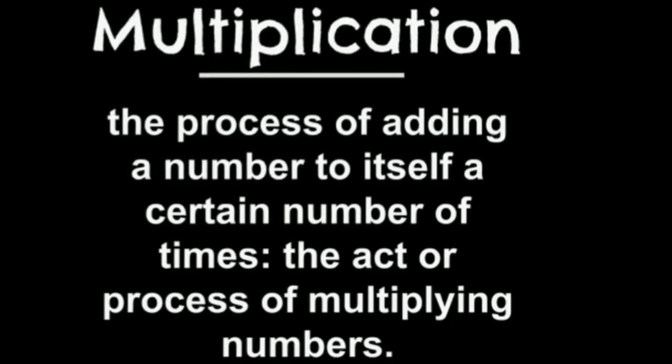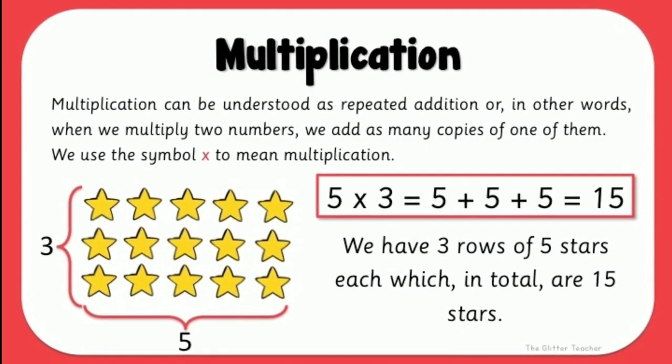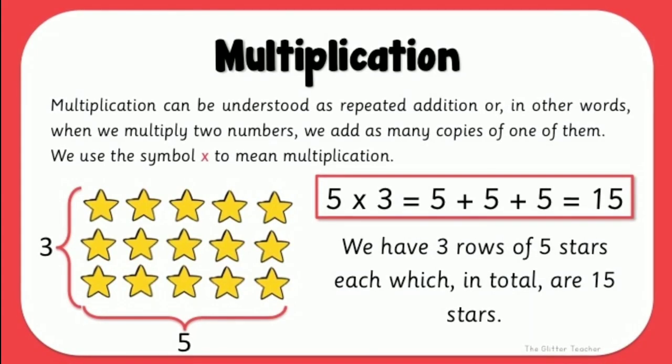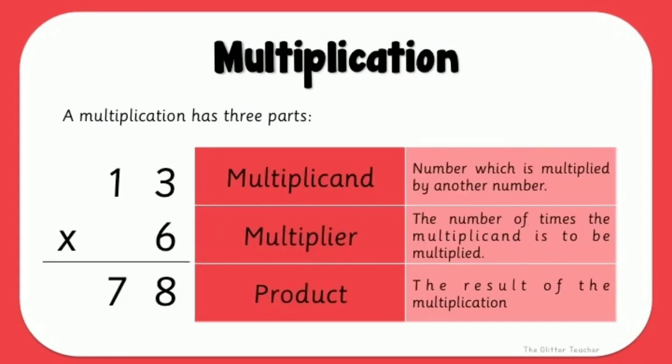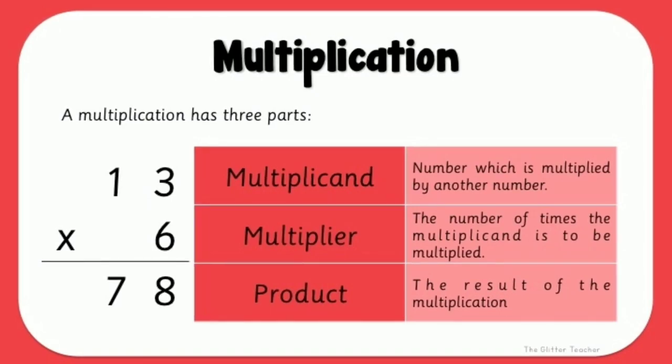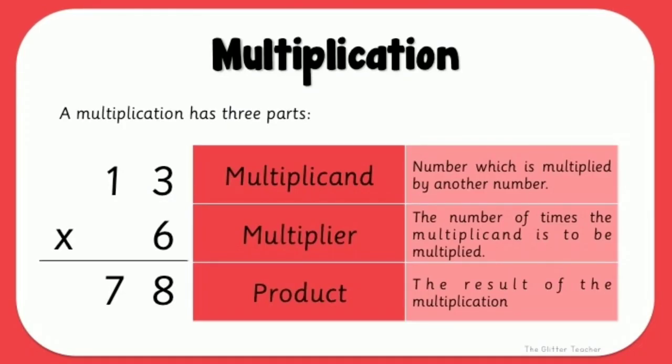This multiplication can also be understood as repeated additions, or in other words, we say that when we multiply two numbers, we add as many copies of one of them. A multiplication equation has three parts. First is multiplicand, second is multiplier, and third is product. What is multiplicand? The number which is multiplied by another number is known as multiplicand, whereas the number of times the multiplicand is to be multiplied is known as multiplier, and the result of multiplication is known as product. We use a cross sign to denote multiplication.